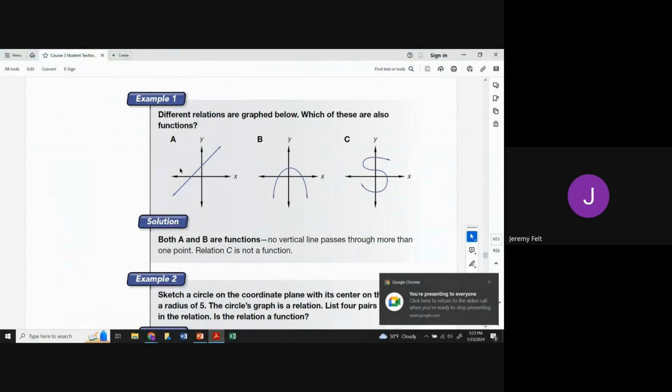Again, you could just take your ruler across your book and kind of sweep it from left to right to see if it crosses more than one point. A would be good. Yes, that's a function.